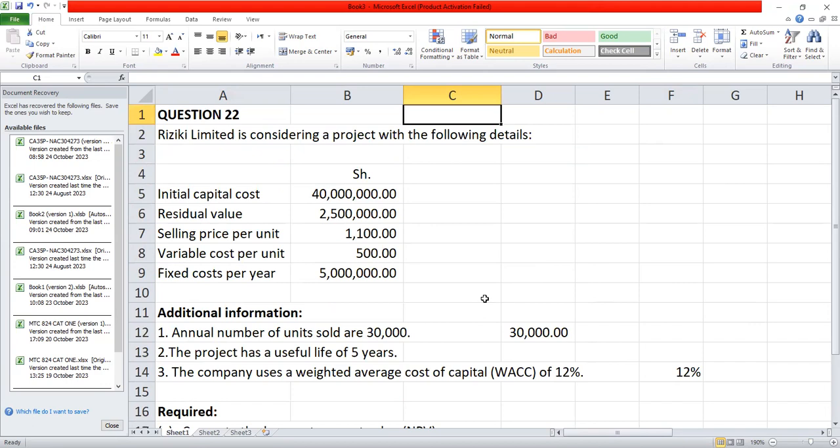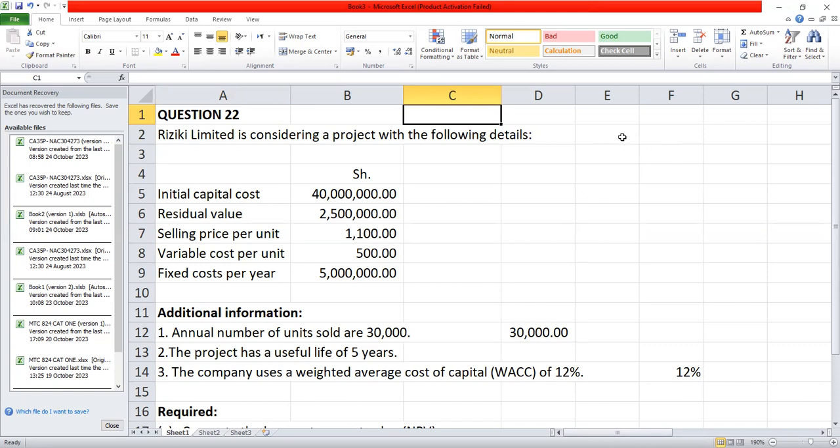But remember, you need to start from the sales. From the sales, you less the variable cost, you get the contribution. From the contribution, you less the fixed cost. Then you get profit before depreciation and tax. You less depreciation, you get profit before tax. You less tax, profit after tax. You add back depreciation, and then you get the cash flows. But for this question, we don't have tax, we don't have depreciation.